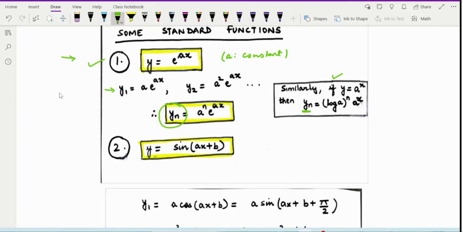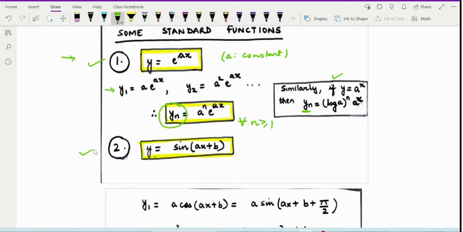So we can easily generalize to write our yn as a to power n e to power ax for every n which is greater than or equal to 1 here. So we have found all order derivatives in one stroke. I mean, we can represent them in one line for any choice of n. This is the rule which is going to be followed if y is e to power ax.